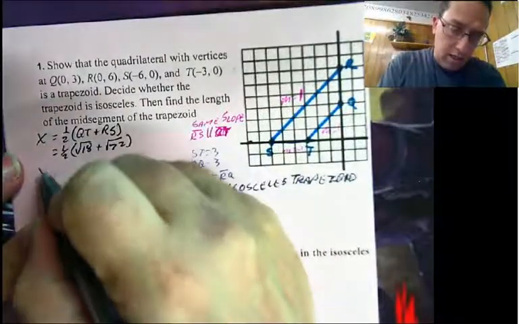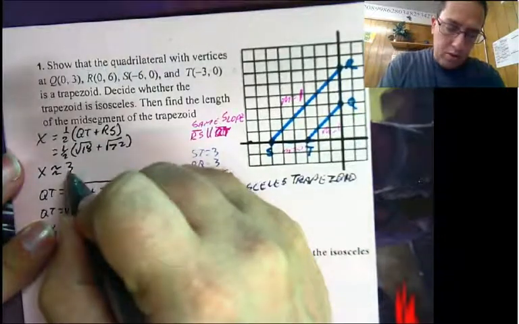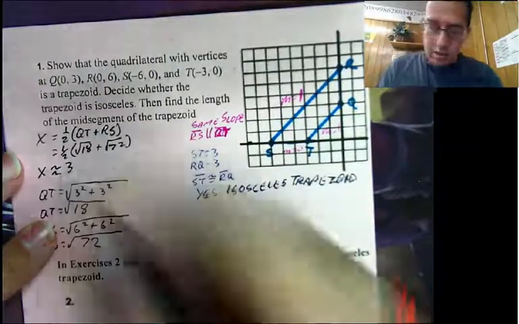So the length of the midsegment is going to be approximately what was it? I already forgot it. 6.36.